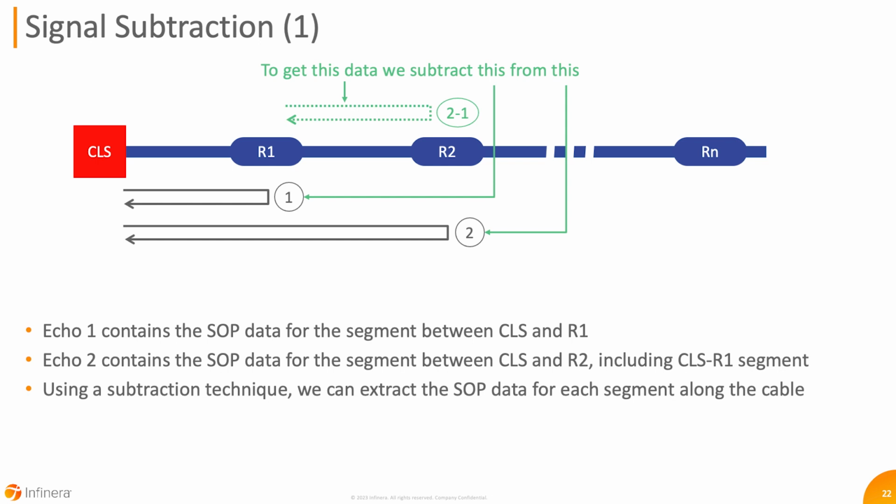And for that purpose, we use what we call signal subtraction. And the idea is to isolate, so subtract the echo from the first repeater out of the echo from the second repeater, and then isolate each section, each span on its own, and analyze the data specifically for that span. And there is some complicated maths over there that do the function of the subtraction.